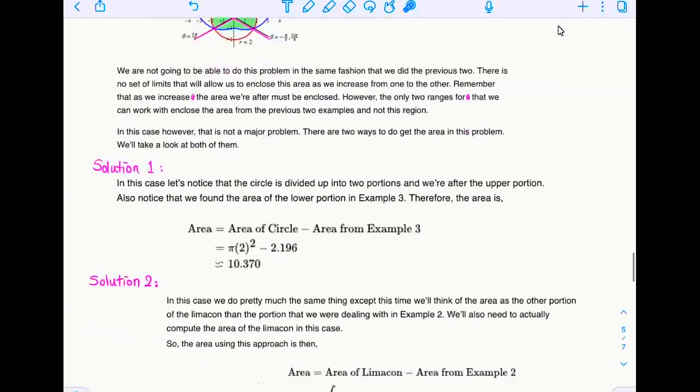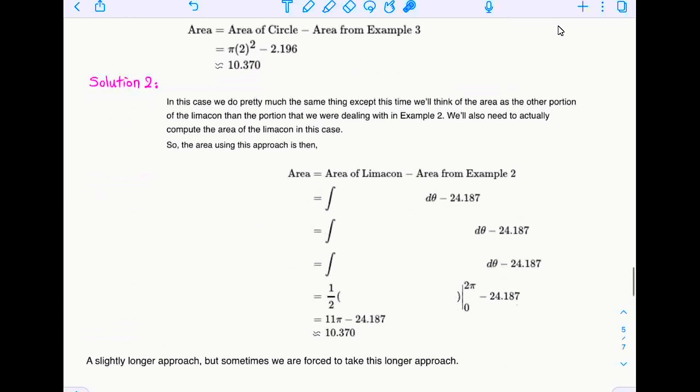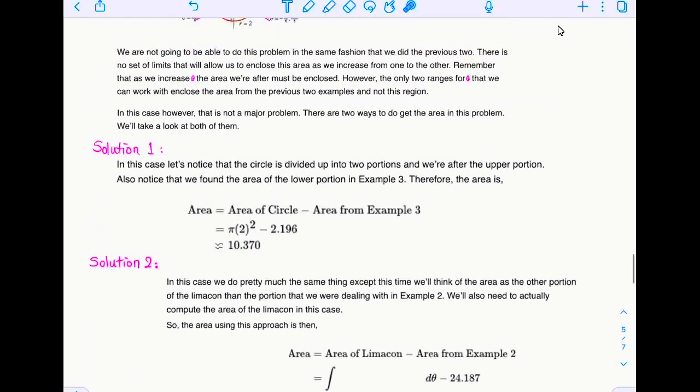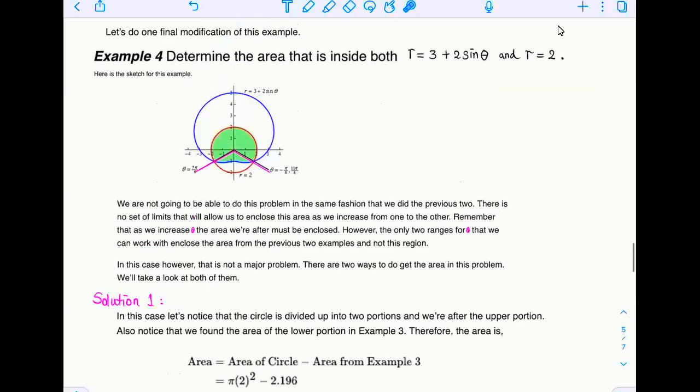Another solution you can think about here: for example 2, we got this white area above.